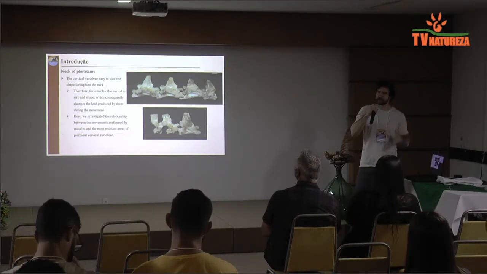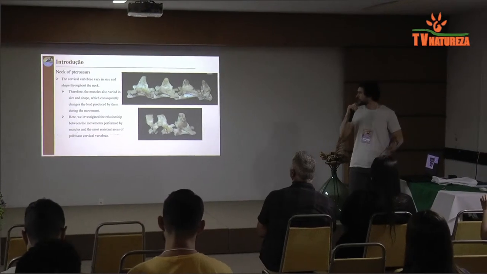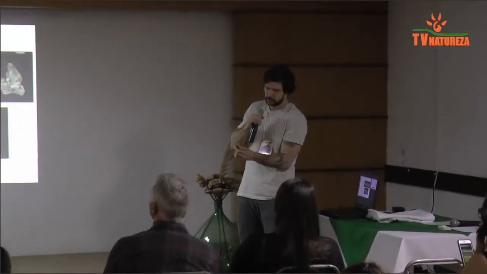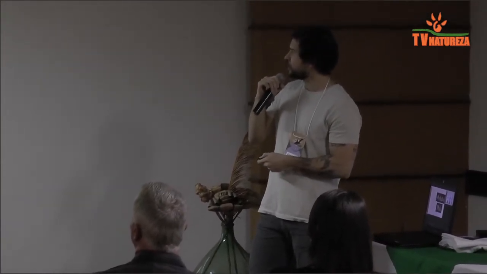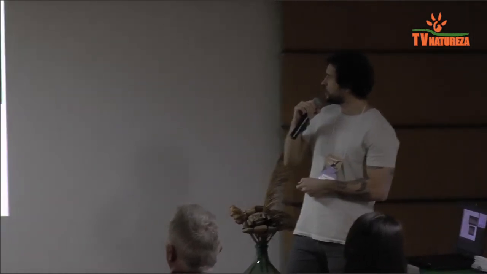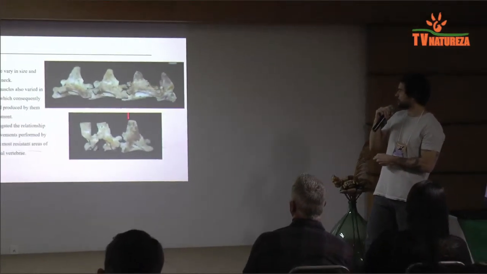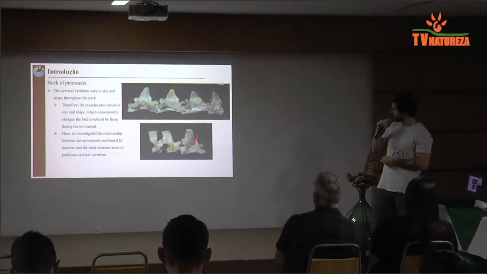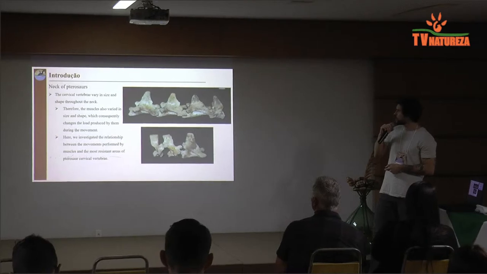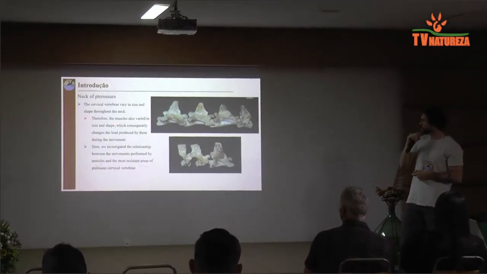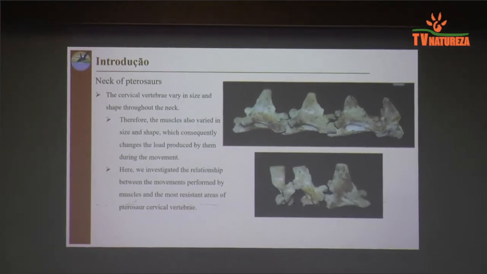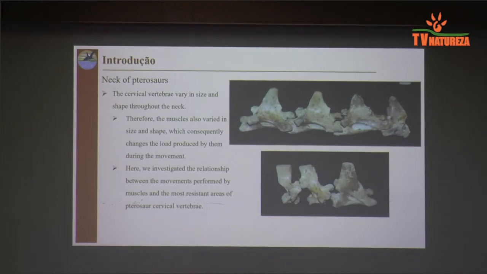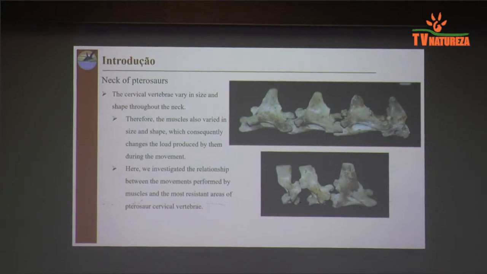Firstly, a brief introduction to the neck of pterosaurs. The cervical vertebrae vary in size and shape throughout the neck. As you can see, the mid cervical vertebrae, posterior cervical vertebrae, and obviously atlas-axis, have different shapes, length and height. Therefore, the muscles also vary in size and shape, which consequently changes the load produced by them during movement, the dorsiflexion or ventriflexion, lateral inclinations. Here, we investigate the relationship between the movements performed by muscles and the most resistant areas of pterosaur cervical vertebrae.